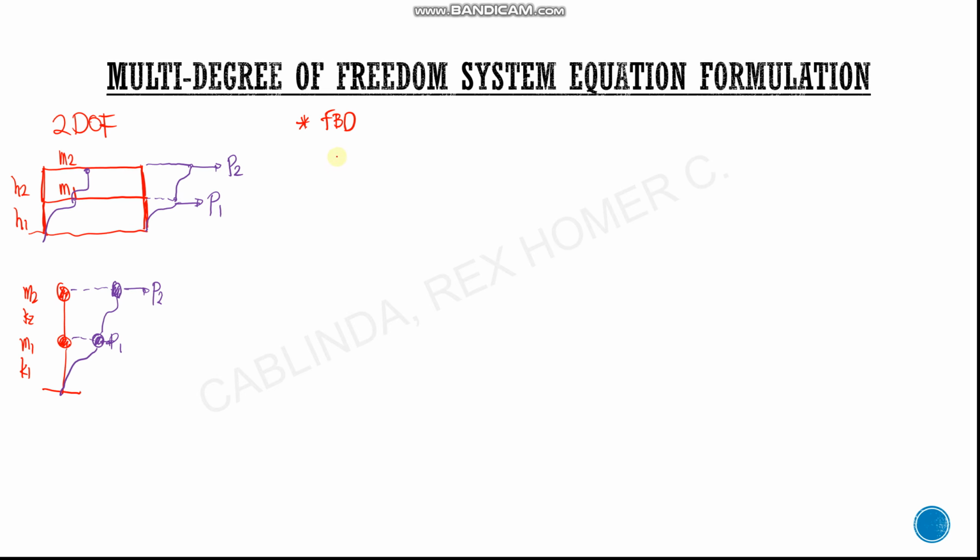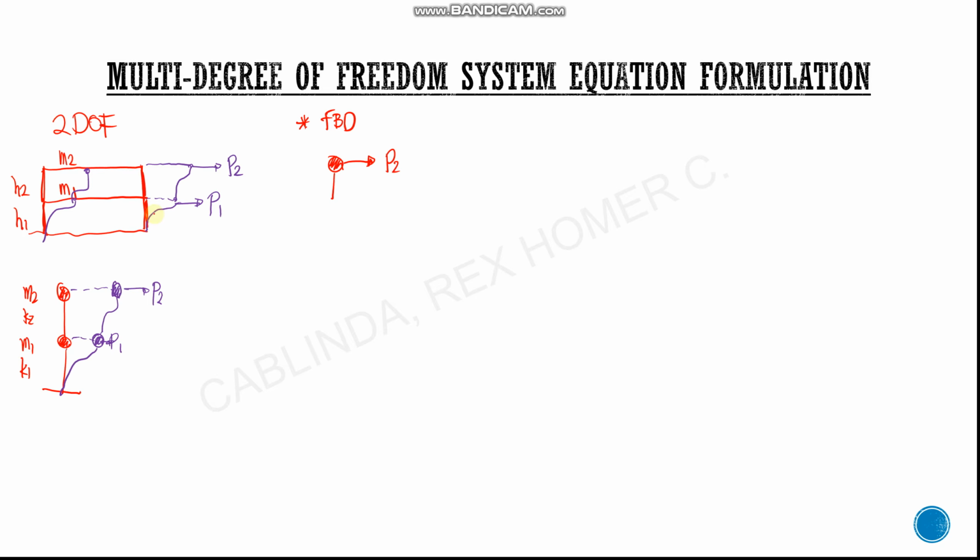we start with the second floor. That is what it looks like. We have an applied dynamic loading, P2. And if there's an applied dynamic loading, there is motion. If there is motion, there will be resisting forces.